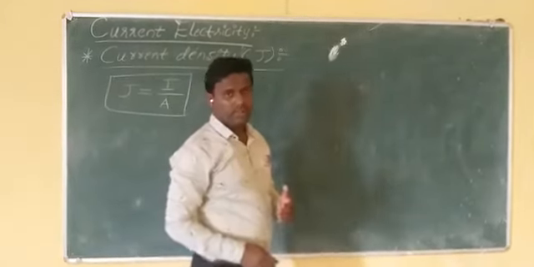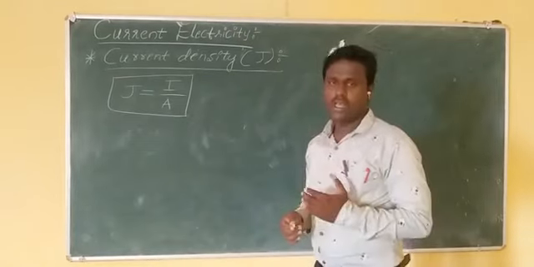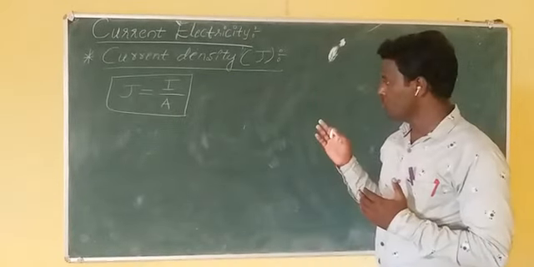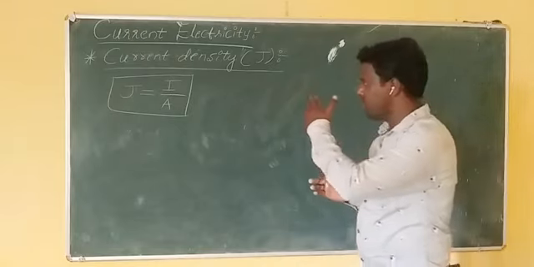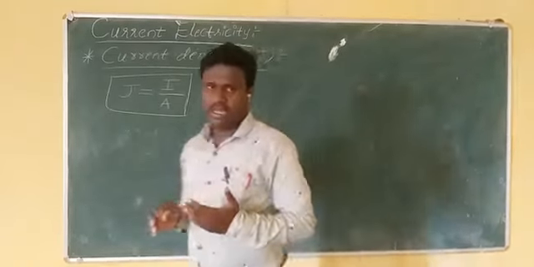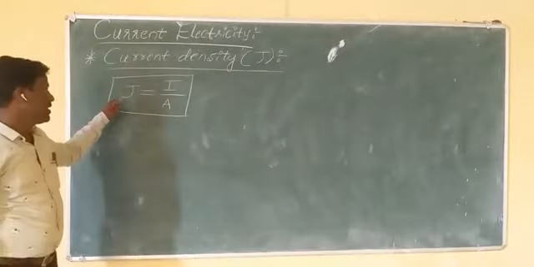See, it is the ratio of current flowing through the unit area of the body. It is the ratio of current and area. Here J is the symbol of current density.